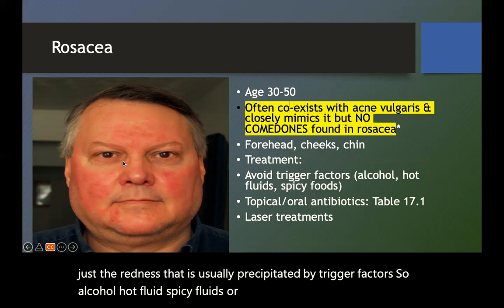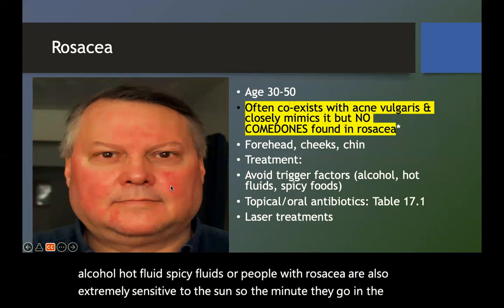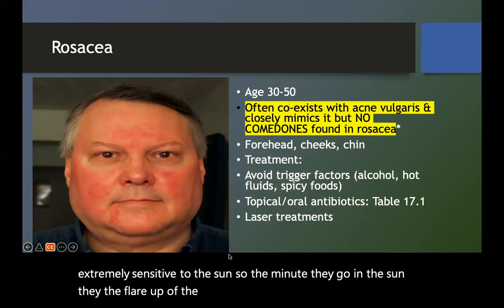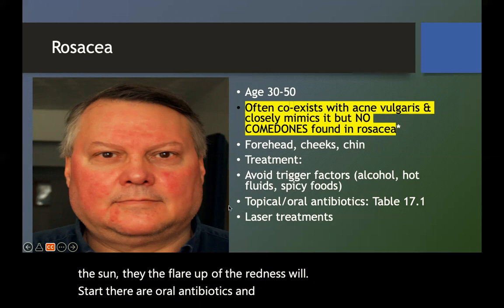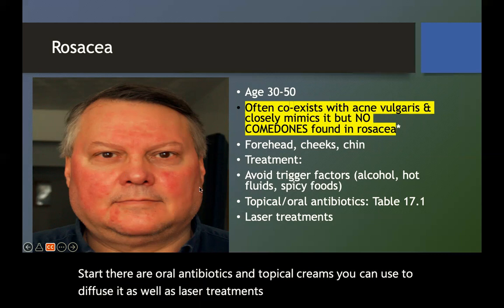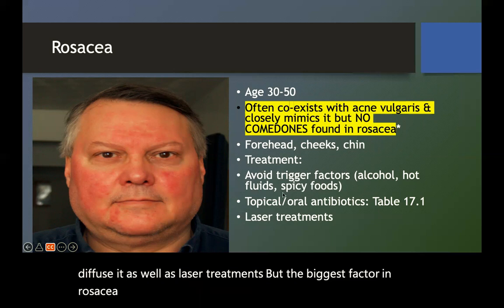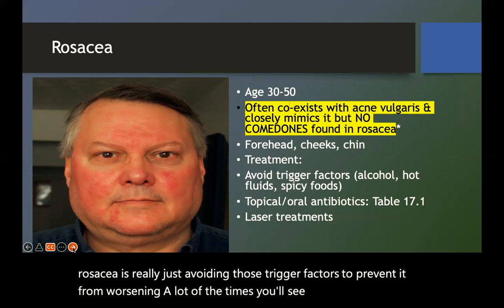people with rosacea are also extremely sensitive to the sun. So the minute they go in the sun, the flare up of the redness will start. There are oral antibiotics and topical creams you can use to diffuse it, as well as laser treatments. But the biggest factor in rosacea is really just avoiding those trigger factors to prevent it from worsening. A lot of the times you'll see rosacea in lupus.